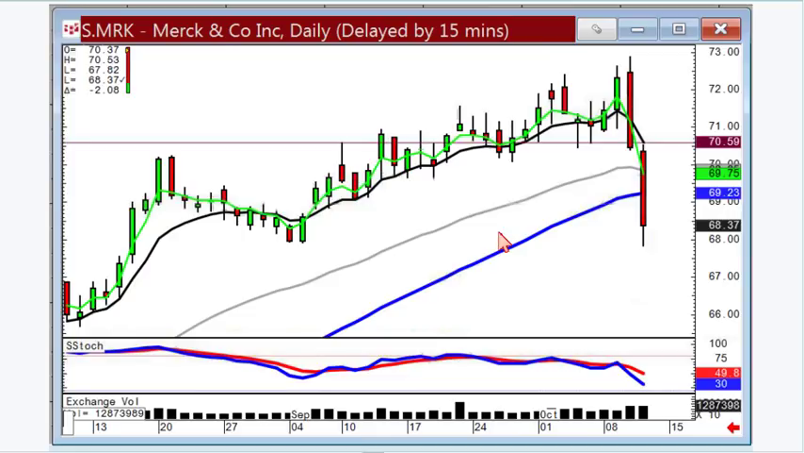Two big down days. Is that called anything? Yes. It's called a bearish engulfing signal followed by more selling. There's your bearish engulfing signal.